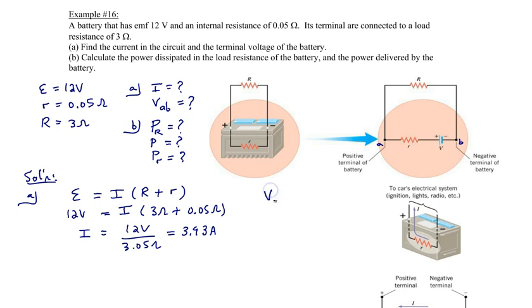Now let's see how much of that terminal voltage is available. We know that there's 12 volts totally available of energy per coulomb, but we're not going to get 12 volts. We should get something slightly less than that. So the terminal voltage would be that EMF minus the voltage drop lost within the battery. So that would be 12 volts minus the current times the internal resistance. That's 3.93 amps times 0.05 ohms. So go ahead and put that onto your calculator, and you'll get 11.8 volts.